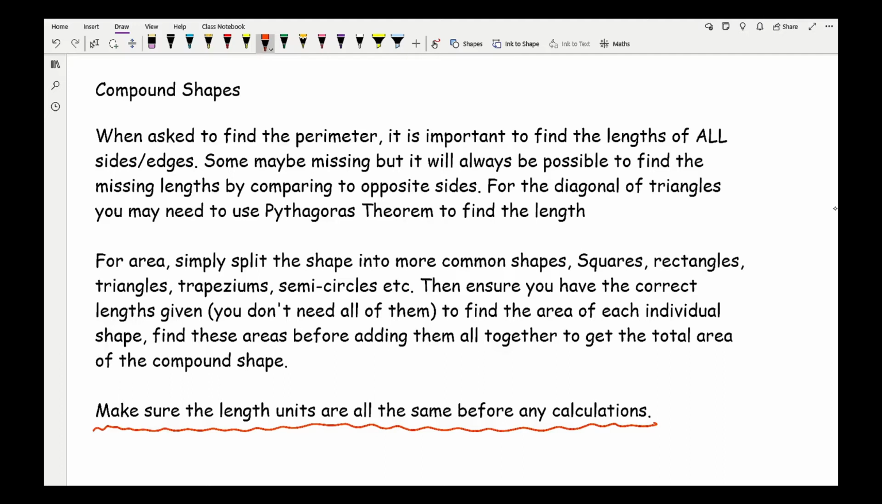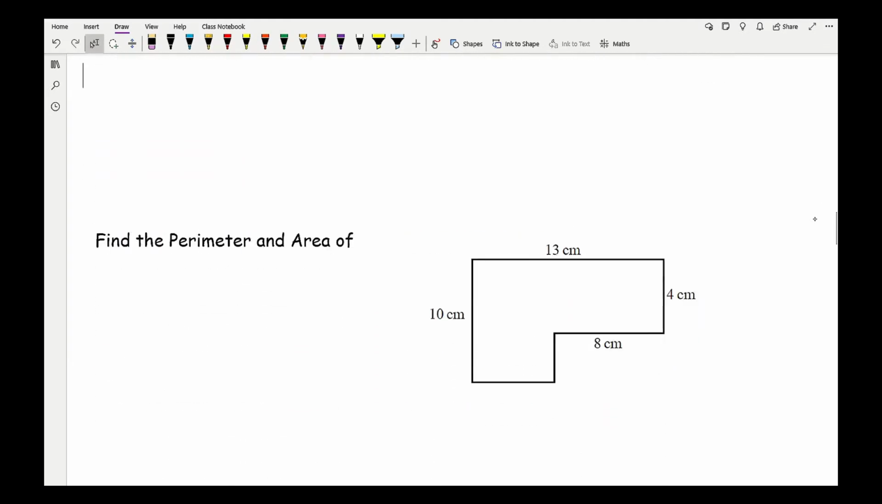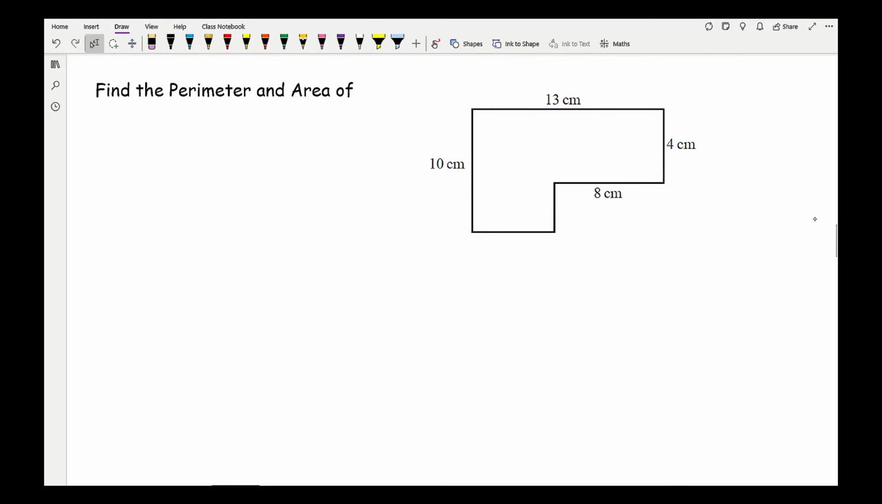But that should be always your first initial check whenever you're asked to work out perimeter or area, is always make sure that the length units are the same. Because again, otherwise you're going to have to start all over again and tinker with the final answer. So let's have a look at some example questions.